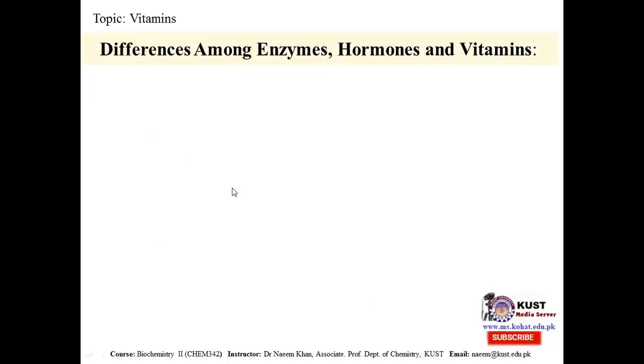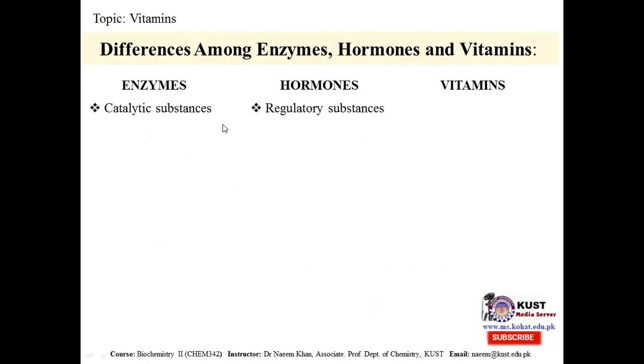Let us differentiate enzymes, hormones, and vitamins. There is some confusion between enzymes, hormones, and vitamins, so let us differentiate these. Enzymes are catalytic substances. We know that they are biological catalysts, catalyzing the reactions of the biological system. Hormones are not catalysts. We will study them later on, in our chapter 3. Hormones are regulatory substances, but vitamins are accessory nutrients required for normal growth, normal nutrition, and normal health, and for maintaining metabolic processes at a normal level. This function is not regulatory, not catalytic.